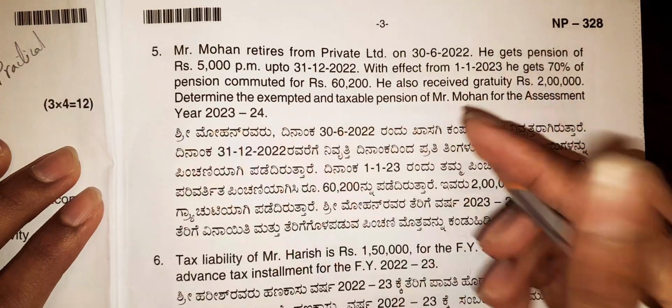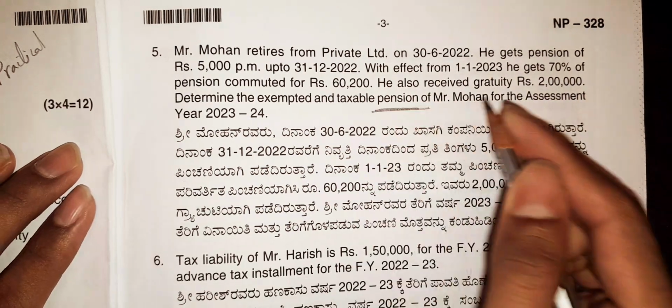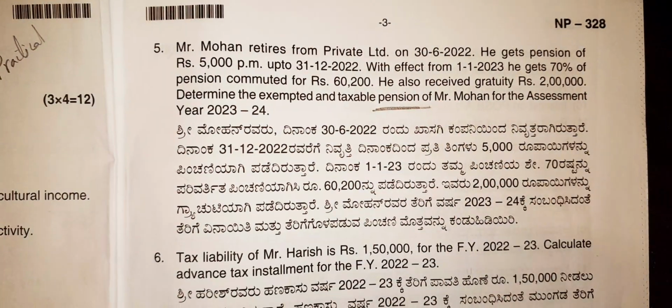Next, they had asked one question from salary, that is pension. Usually gratuity, pension, HRA, any one would have come. This time they had asked pension. To calculate pension, I have solved many problems. 6 problems I have solved related to pension. A similar problem had come. You can go through my videos. Even this I had solved.